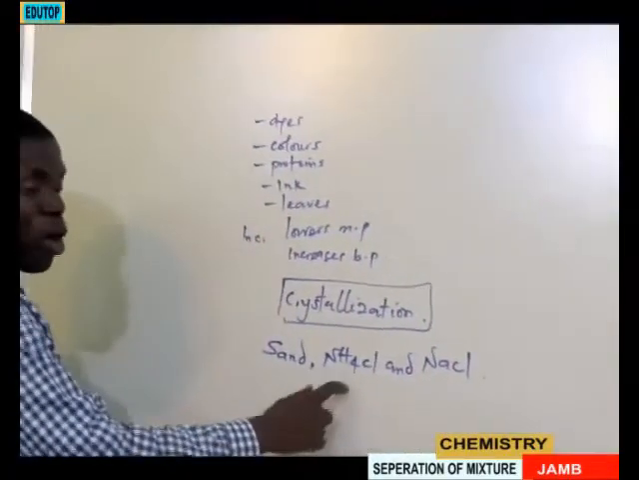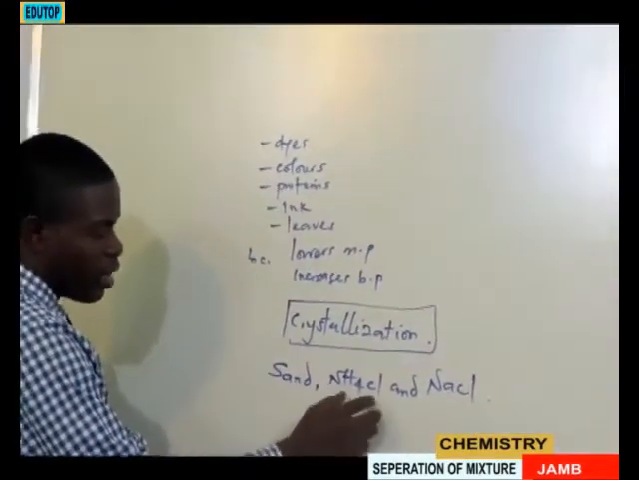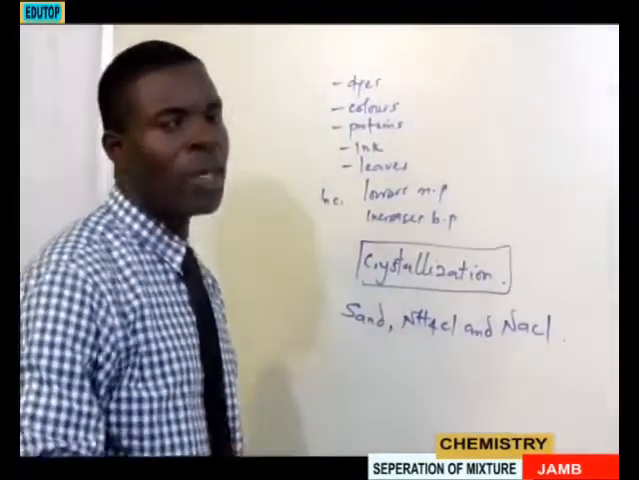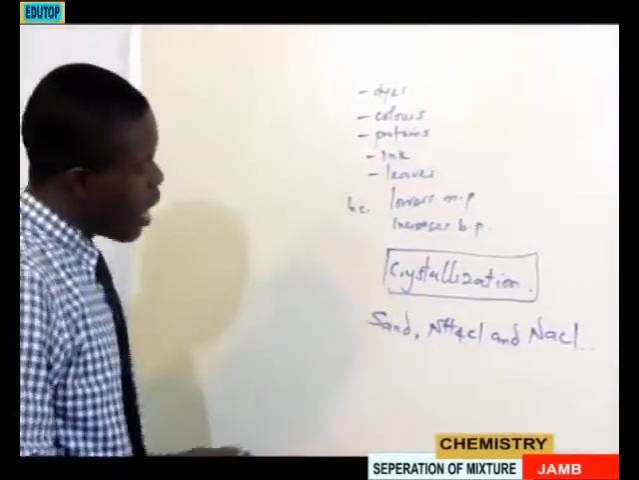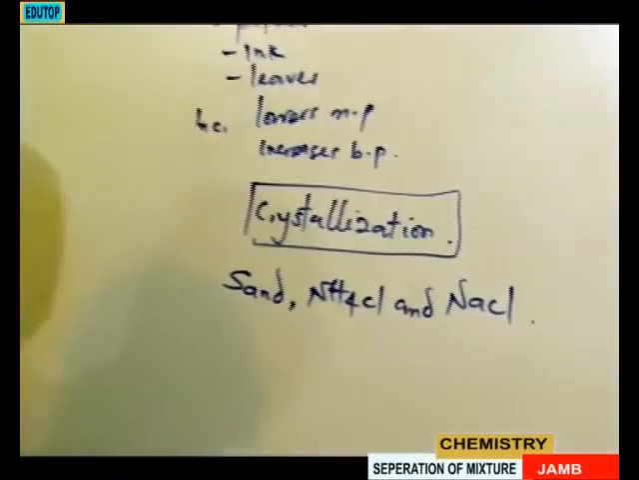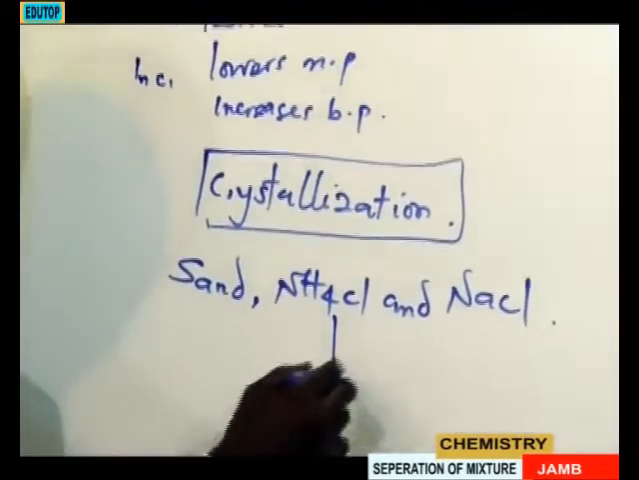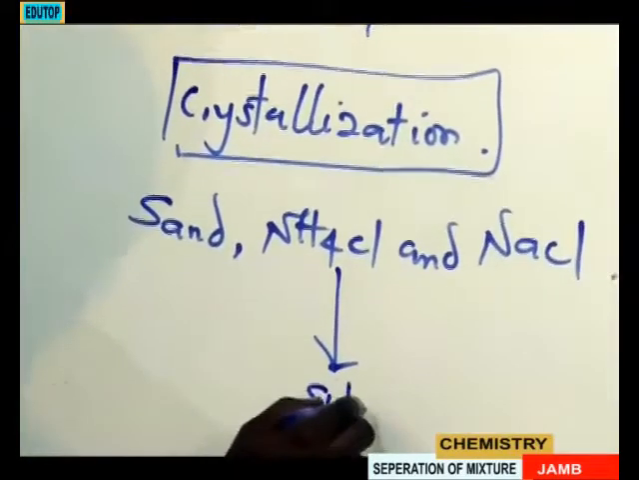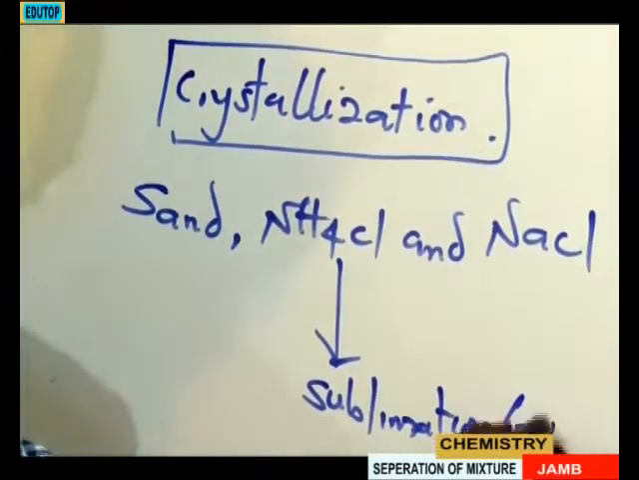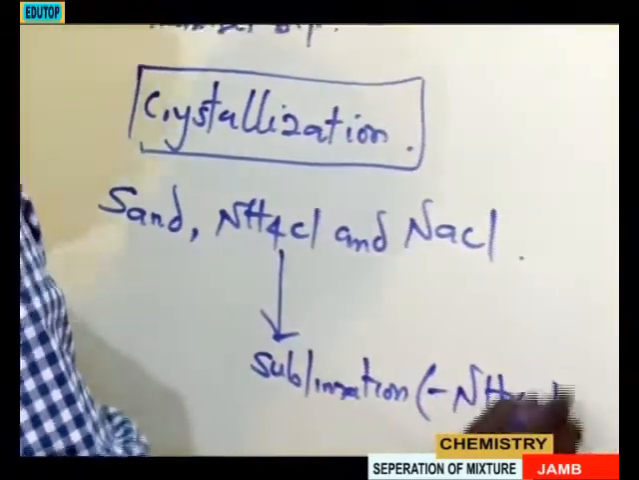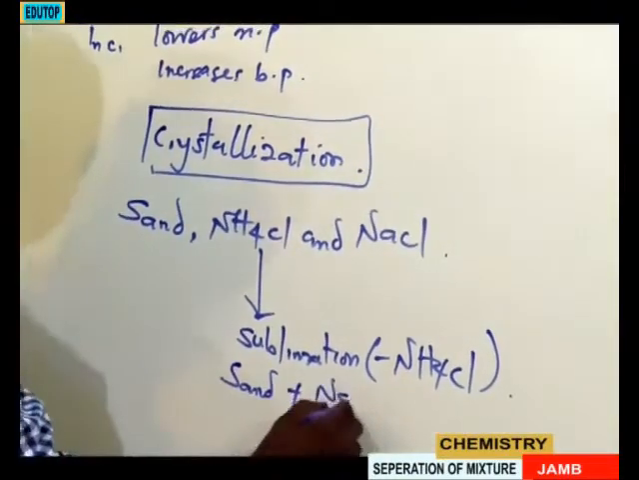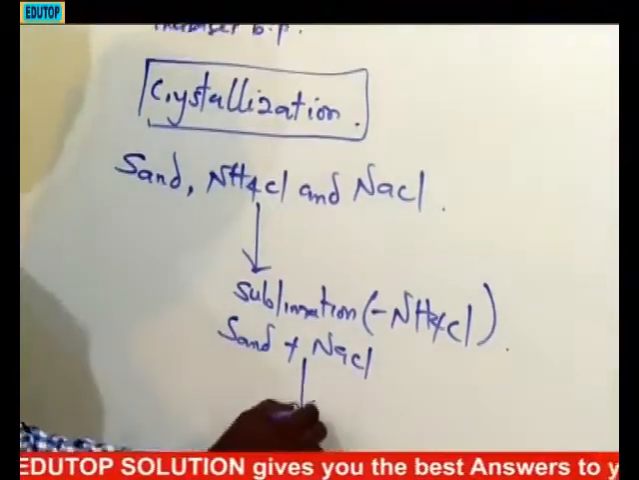If you want to remove ammonium chloride, it is a substance that sublimes, that is, it moves from solid to gas without passing through the liquid state. So if you want to separate ammonium chloride from this mixture, all you need to do is subject the mixture to sublimation. The ammonium chloride will be gone, and you'll be left with sand and sodium chloride.